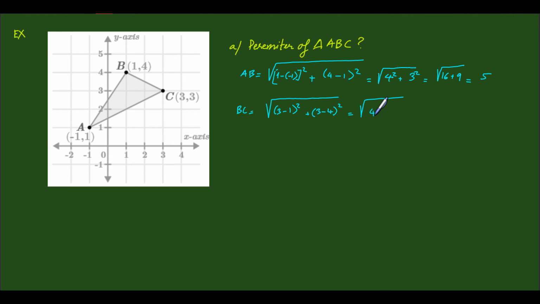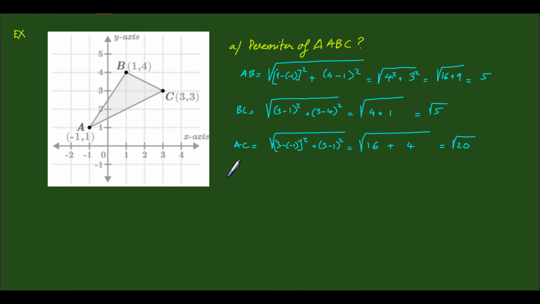So 4, 1. So this is not a nice one. So square root of 5 AC. 3 minus 1, 3 minus 1 square. So which gives you 16, right? Plus 4, which is square root of 20.